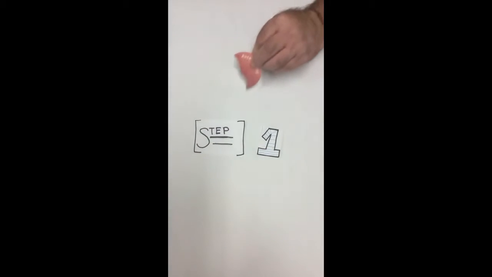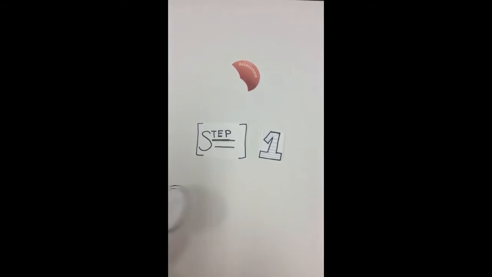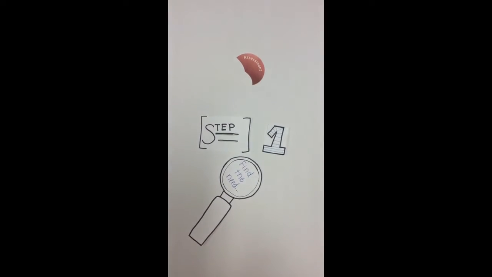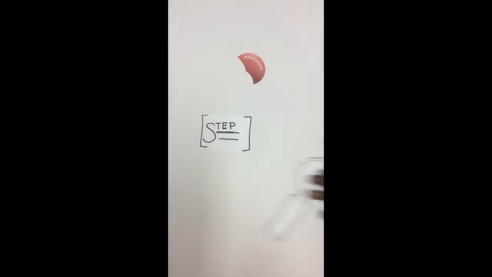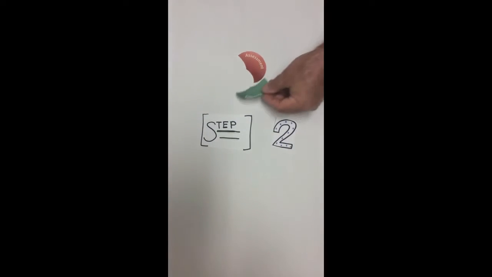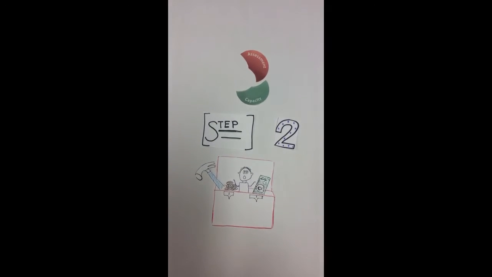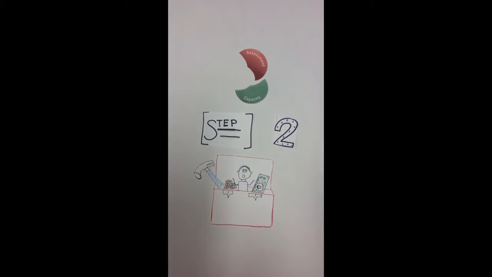Step 1. Recognizing and identifying the need and understanding what needs to change. Step 2. What do we already have that addresses the need? And what do we need that we don't have? And how are we going to get it?